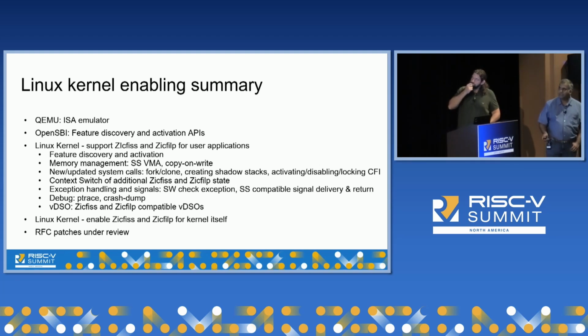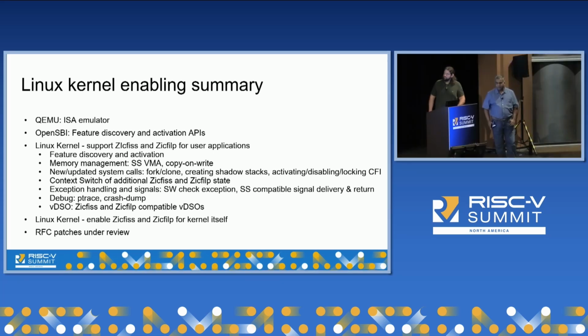So to summarize, the Linux kernel enabling involves a set of extensions to the kernel for doing things like feature discovery, memory management, additional system calls, supporting context switching of the Zicfiss and Zicfilp state, exception handling, and crash dump and ptrace-like debug support.